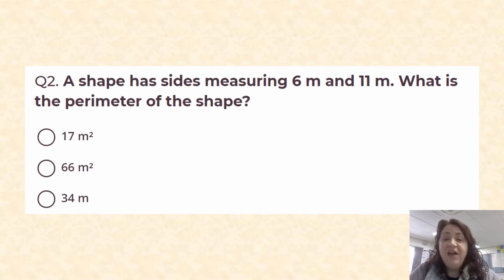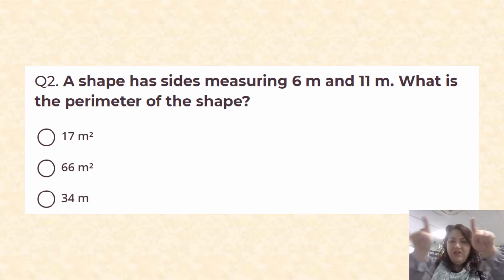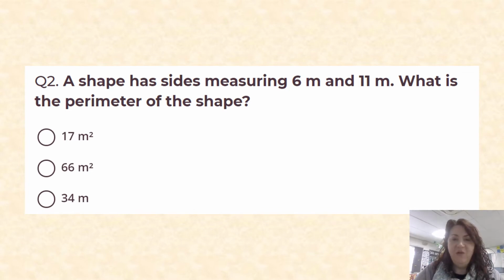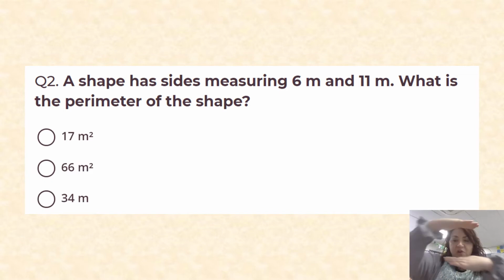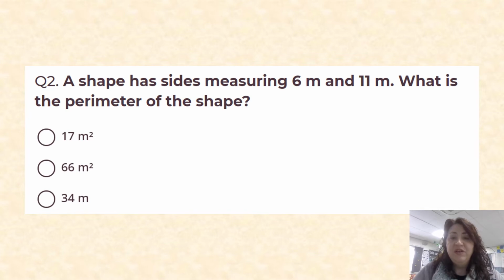A shape has the sides measuring 6 meters and 11 meters, exactly the same as last time. This is odd. But what is the perimeter of the shape? So this time we want the perimeter. Now don't forget, we don't just want 2 sides. We want all 4 sides. So how would you work out all 4 sides? So we've got 2 lots of 11 and 2 lots of 6. So you could do 6 add 6, add 11, add 11. You could do 6 times 2, add 11 times 2. Or you could do 6 add 11 and times that by 2.